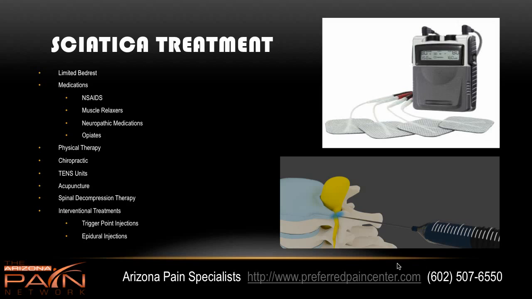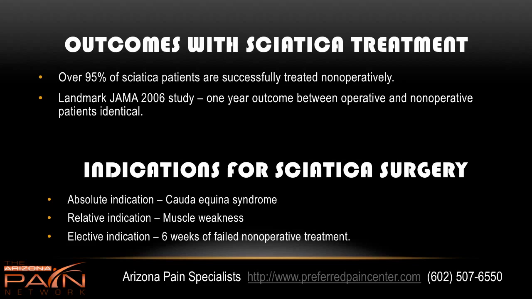Acupuncture can be a great treatment for spasms and aching. Spinal decompression therapy involves intermittent spinal traction, which can have over 85% good to excellent results when a person is having sciatica. And then what you see here, interventional treatments with an epidural injection, which involves putting steroid around the pinched nerve root and bathes it with soothing steroid medication. Trigger point injections can be very helpful for relieving spasms as well.